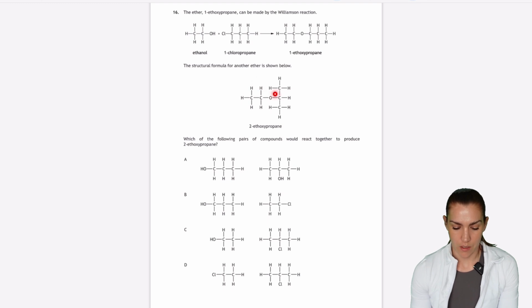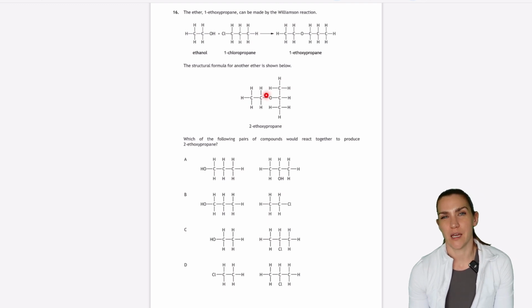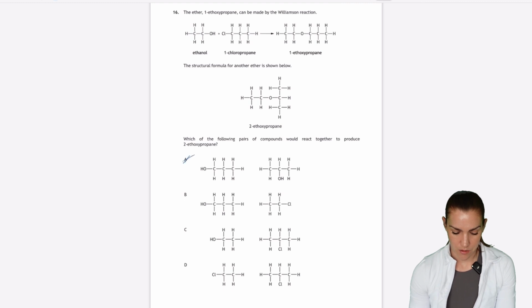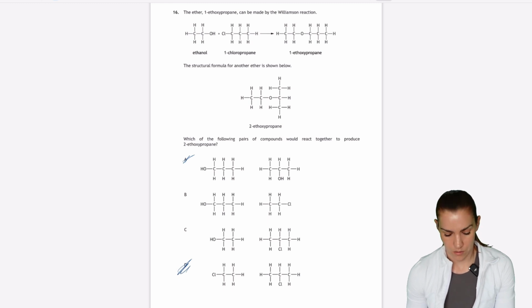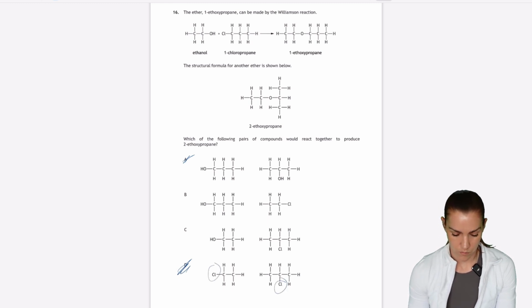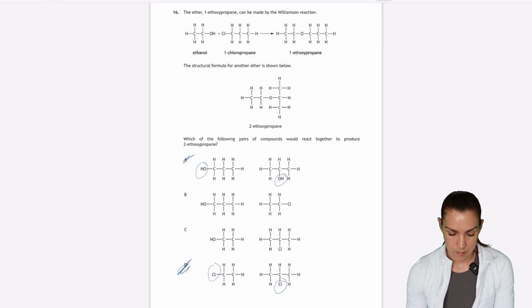So if we were to split this up, we would have something that had an OH and something that had a Cl to start with. So that means it can't be A because that's 2 OHs, and it can't be D because that's 2 Cl groups on the molecule, so they don't fit the example that we've been shown. Okay. Then we're deciding between B and C. So if you look at where they join, where the functional groups are.